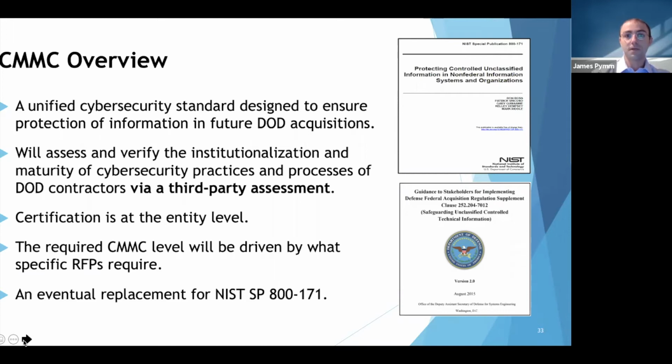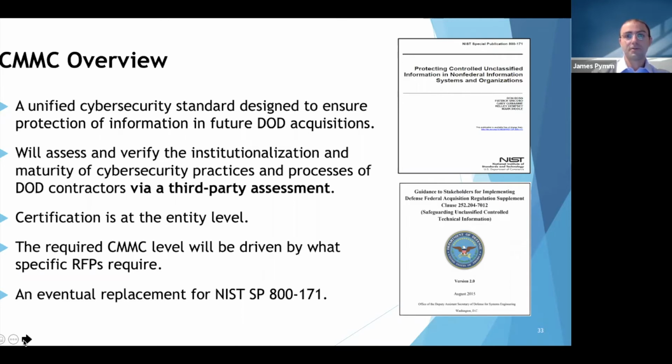Once CMMC is fully implemented, and we'll talk a little bit about the expected timeline in the coming slides, all DoD solicitations will have a specified CMMC level that is required. Lastly, it's expected CMMC will be a replacement for NIST 800-171.